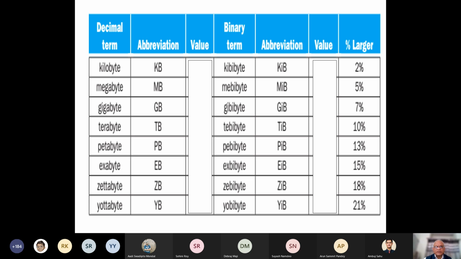Initially it is 2% larger. 1024 is 2% larger than 1000. And if we look at the megabyte and mebibyte, it's 5%, 7%. And if we go to the yottabyte, it is 21%. And of course, I don't have to really explain why the difference is becoming larger, because of this power thing.